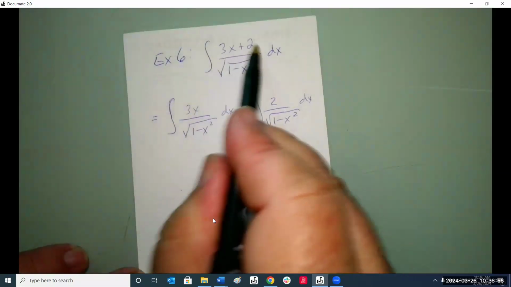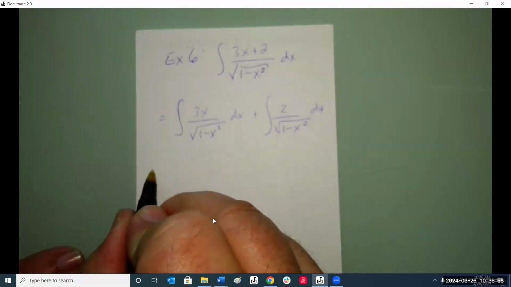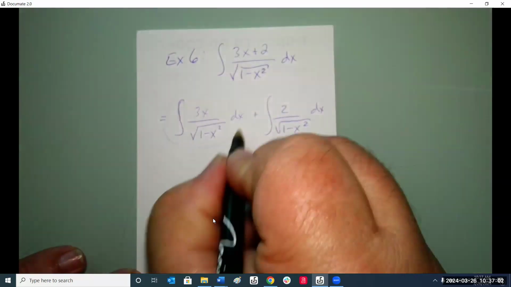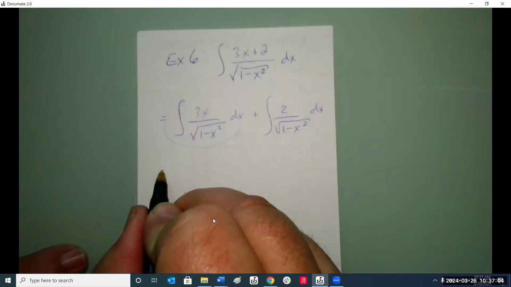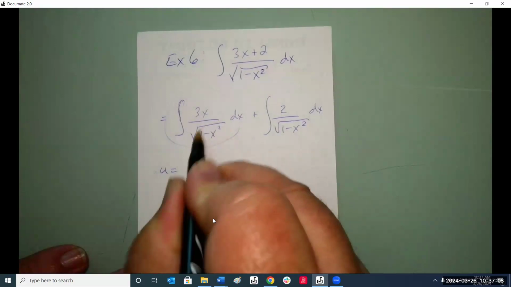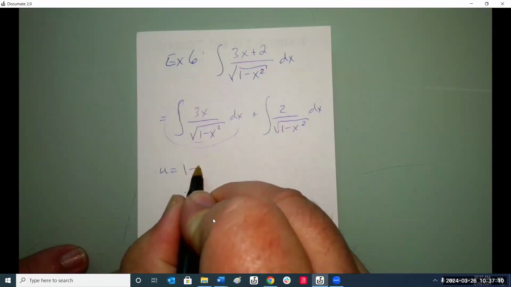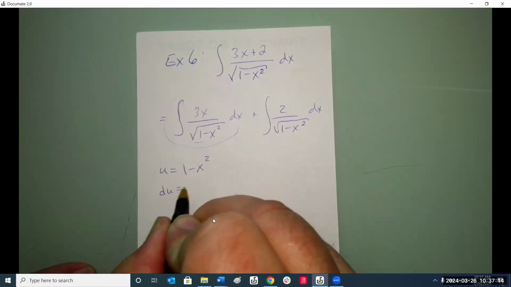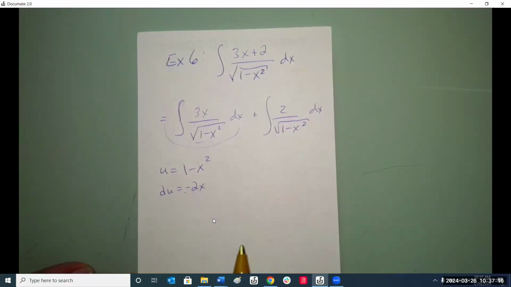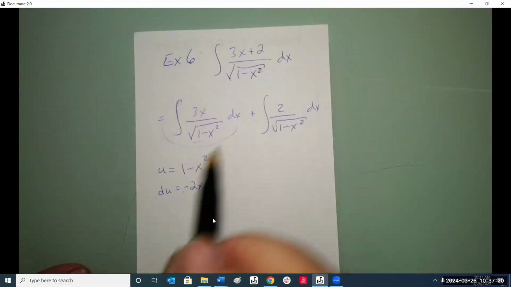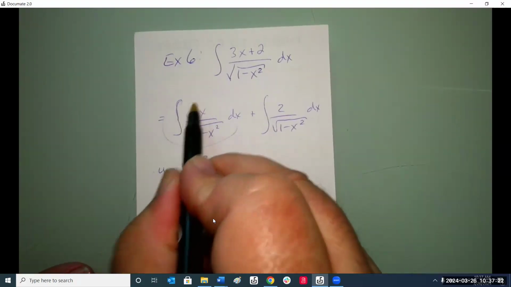So, integration by parts. Let's look at the first part. Let's look at this one first. We can use substitution here. Whatever's inside the radical is our u. du is negative 2x. So the 3 has to go out in front.